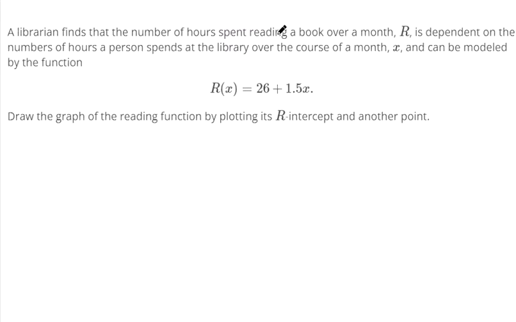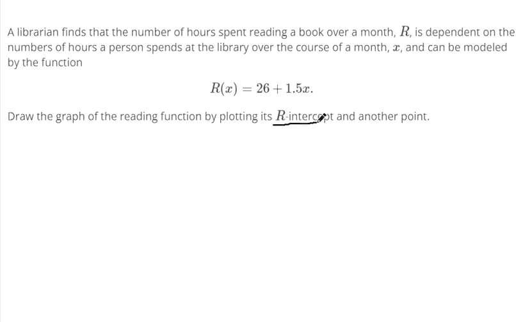The librarian finds that the number of hours spent reading a book over a month, R, is dependent on the number of hours a person spends at the library over the course of a month, X, and can be modeled by this function. They want you to draw the graph of the reading function by plotting its R-intercept and another point.